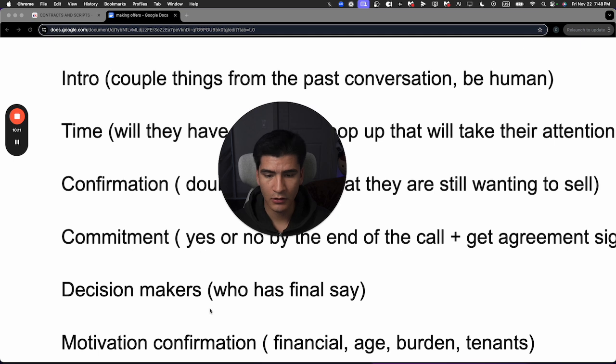Next thing, motivation confirmation, right? That first conversation that we had with Joe, we want to bring that up again. We want to put it in the forefront. We want to be all on the same page on why Joe wants to sell this property. Hey, I know we spoke about this in the last call. Just to double check, you're still interested in selling the property because of that tenant, right? Tell me more about the tenant, right? Why don't you want to be a landlord anymore? Why don't you just evict that tenant and bring another tenant in, right?